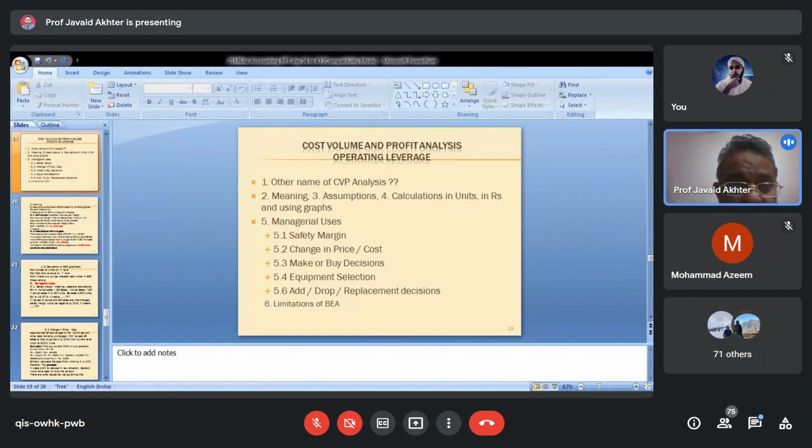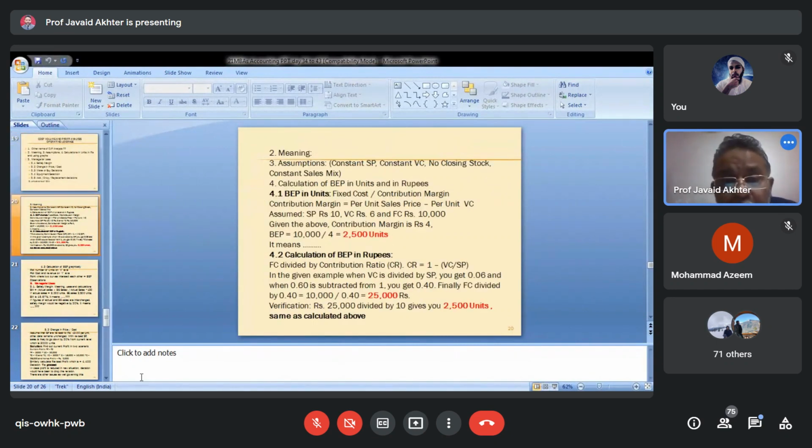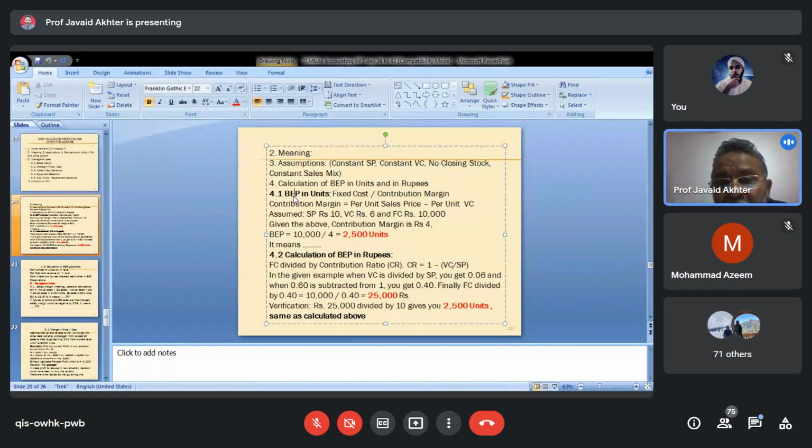Correct. Where were we? Calculations. Now let me explain to you the calculations. We start with units: how to calculate it in terms of units. I have written here the meaning and assumption. Where are we now? We are at 4.1. Break-even in units. How to calculate it?